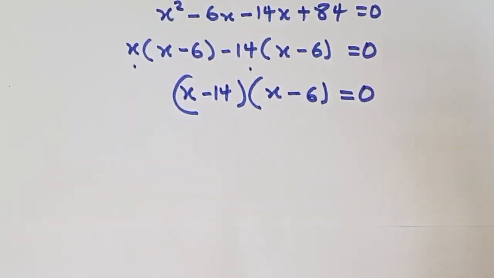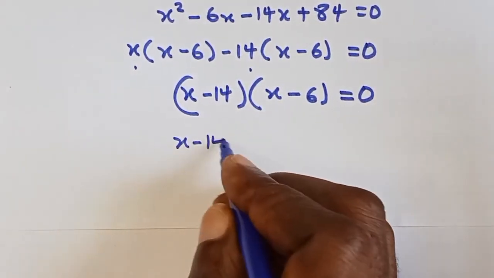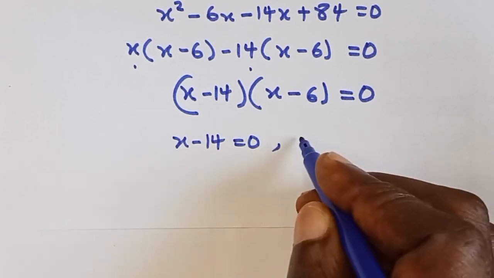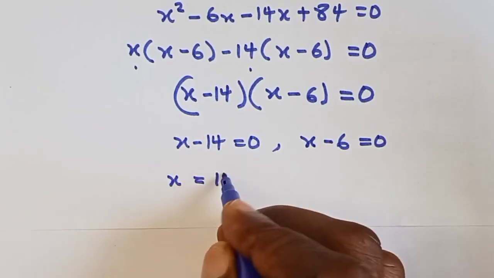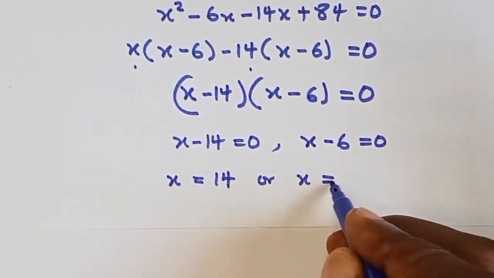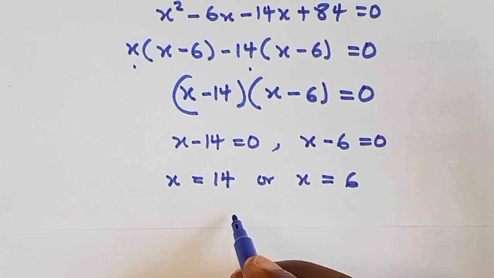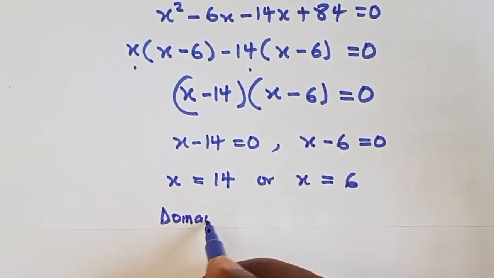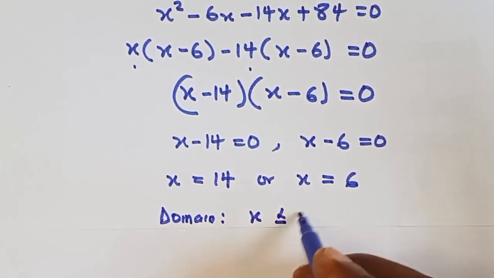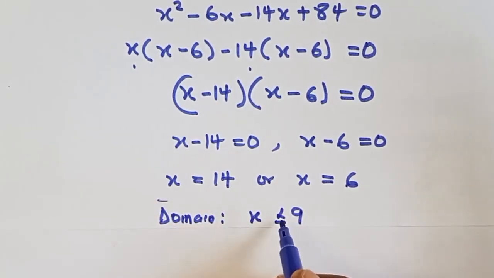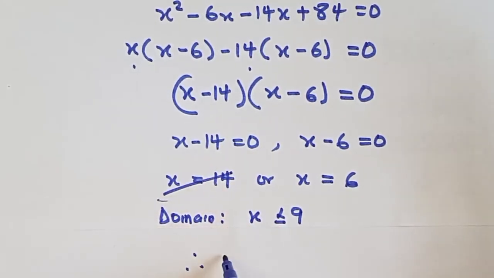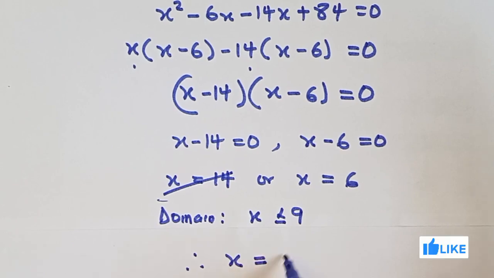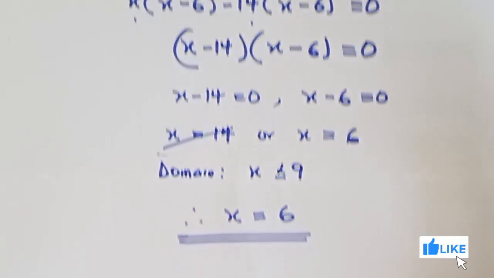Alright, so equate each bracket to 0. So we have x minus 14 equals 0, and also x minus 6 equals 0. It means x equals 14 or x equals 6. Now remember our domain, that our x must be less than or equal to 9. Anything higher than 9 is not a valid solution. So x equals 14 is invalid. Therefore, the only valid answer we have is x equals 6, and that is our final answer.